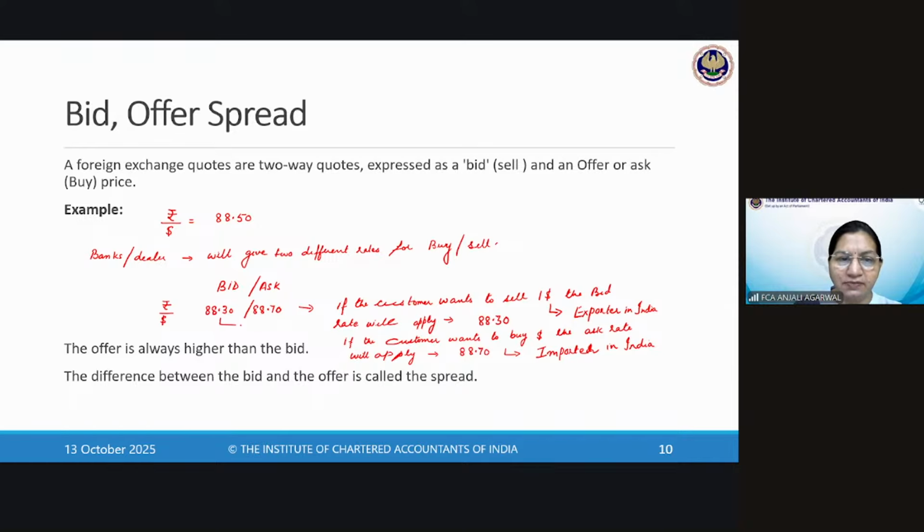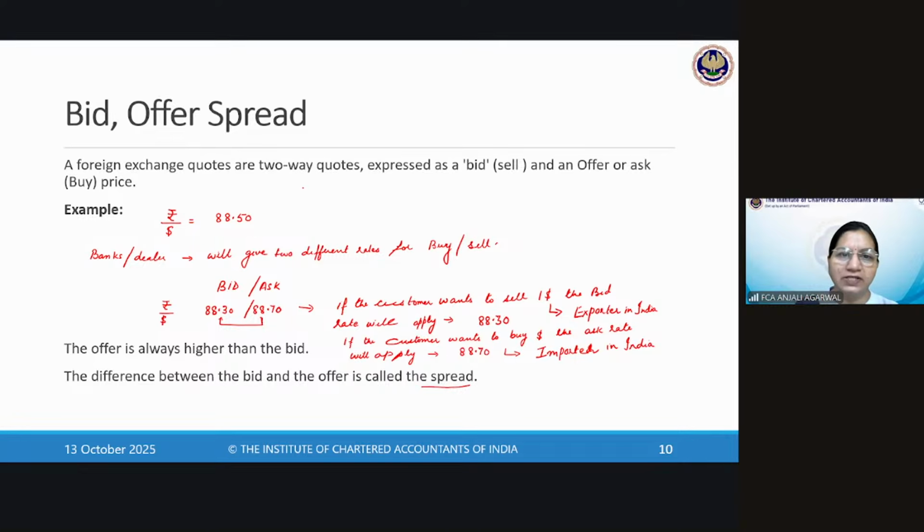And the difference between the bid and ask, this difference of 40 points, is called the spread. You can see why I'm saying 40 points. If you recall, I have applied the pip, so it's 0.01. And how many decimal points did we shift from 88.30 to 88.70? It is 40 points. So the difference between the bid and the offer is called the spread. Right?